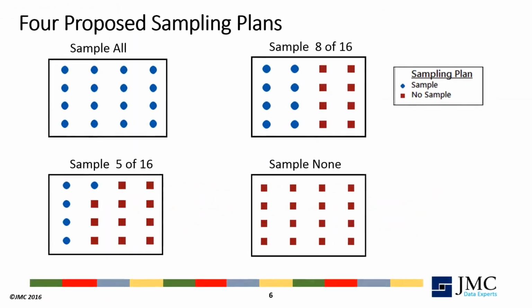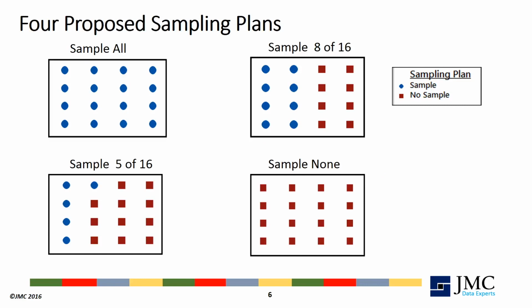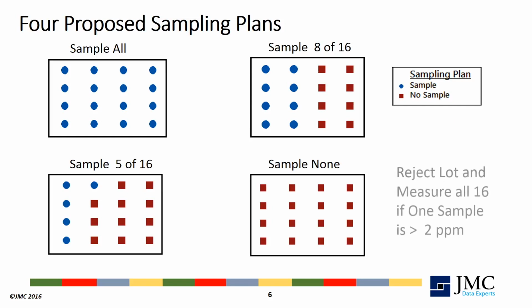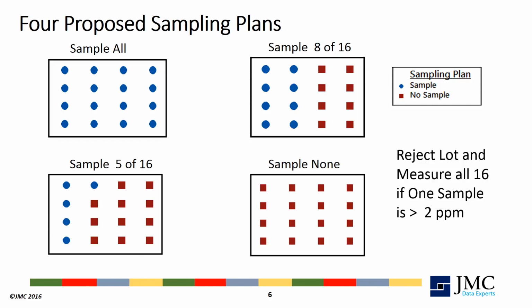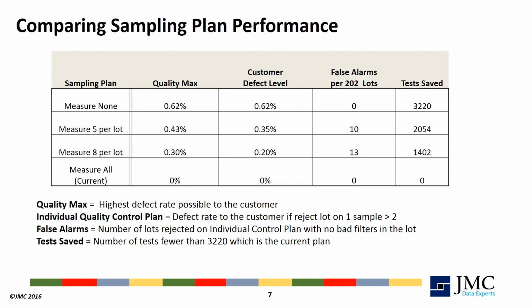Four possible sampling plans were considered. At the extremes, we looked at the current process of 100% inspection, and then 0 inspection to bracket the calculations. In the middle, sampling half of the 16 filters and 5 of the 16 filters was evaluated. The control plan was simple. Reject the lot and measure all 16 filters if one of the sample filters exceeded the 2 ppm warning level. How effective would each of these sampling plans be?